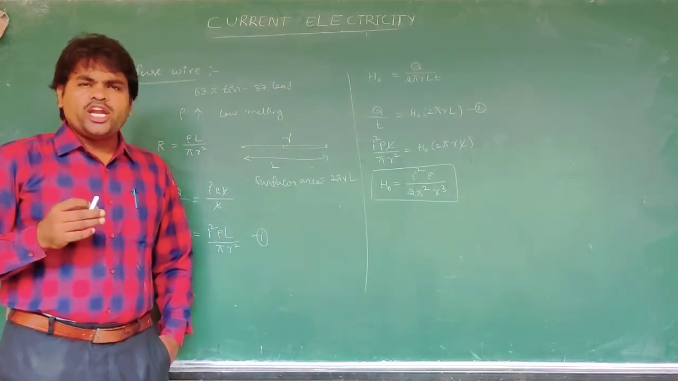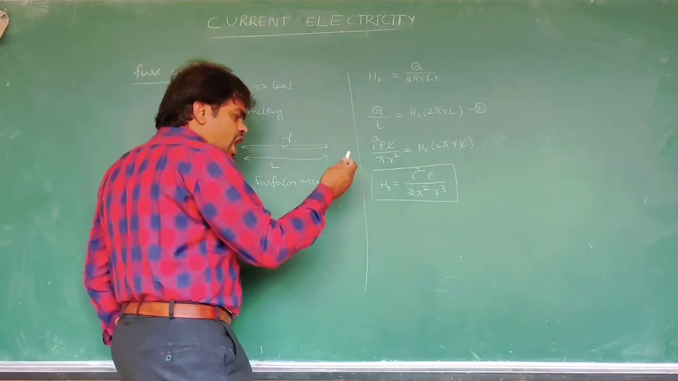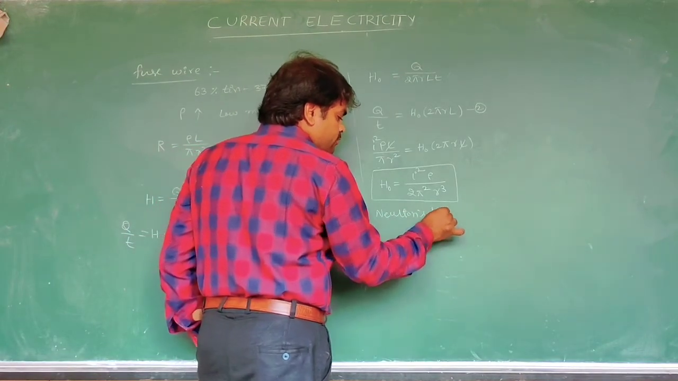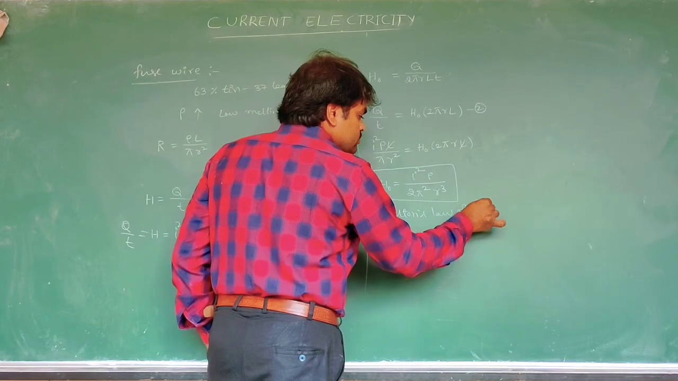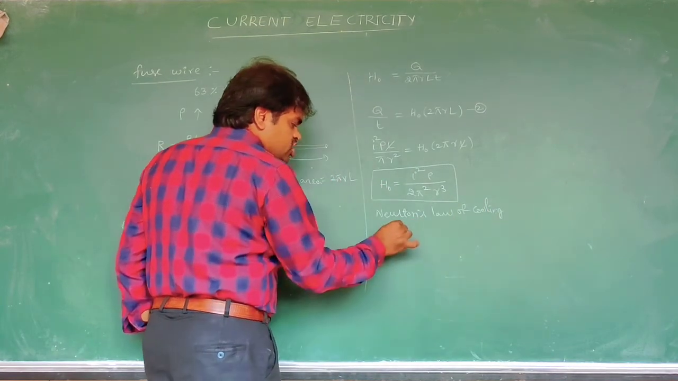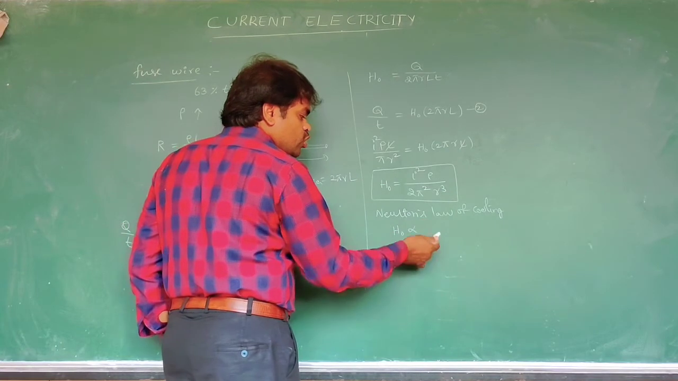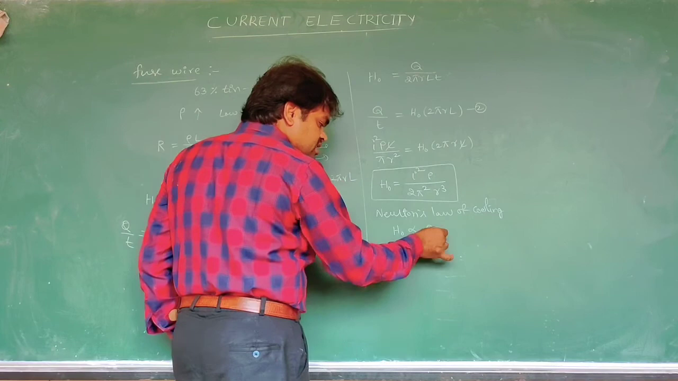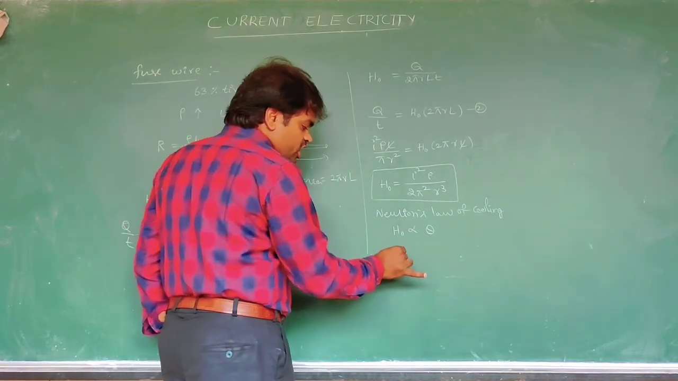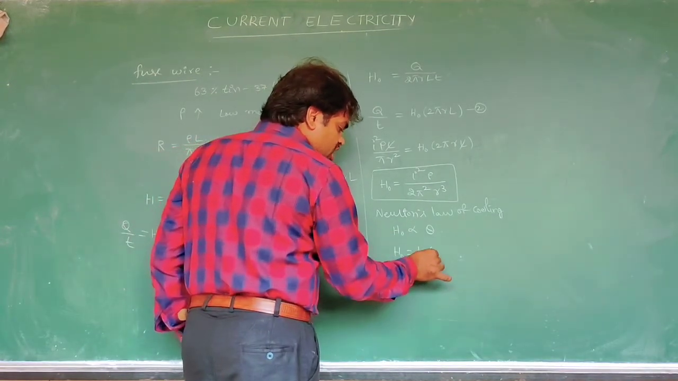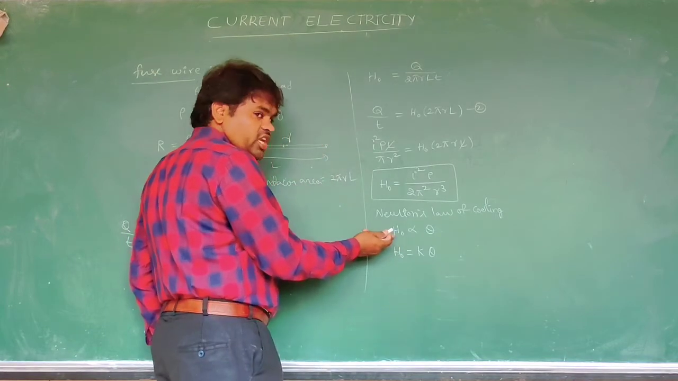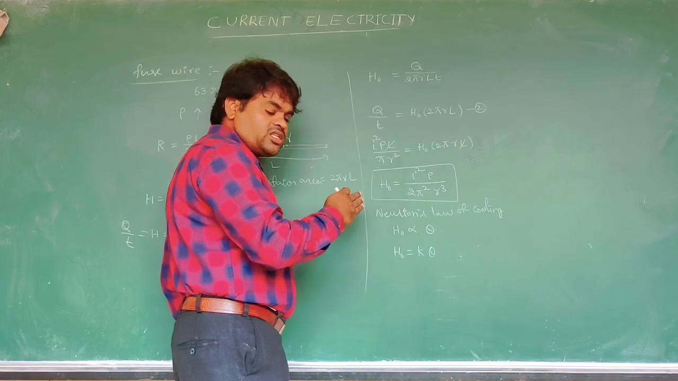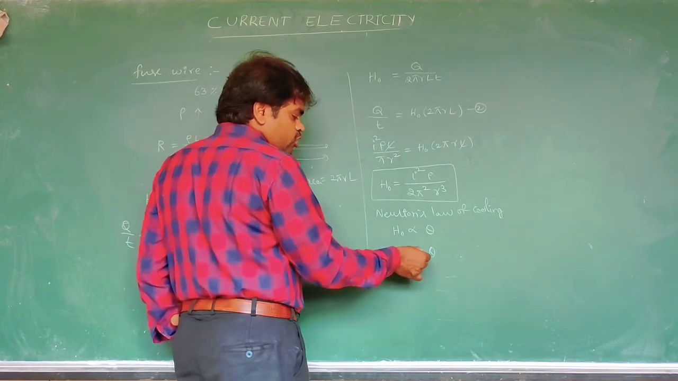We know that according to Newton's law of cooling, H naught is directly proportional to the rise or fall in temperature, delta theta. That's why we can simply say theta. That means H naught is equal to K into theta. That is, the rate of loss of heat is proportional to the temperature difference between the surrounding and this system. H naught equal to K theta.